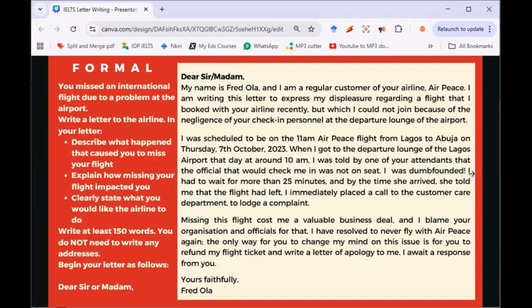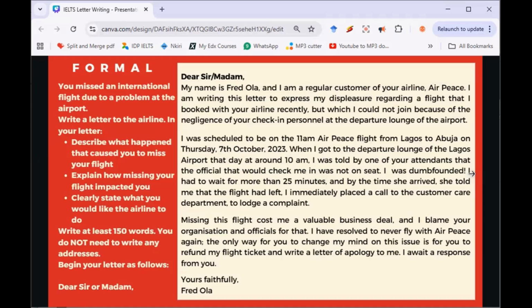All right. So now let's look at some letter examples. I'm going to take you through about 3 or 4 examples. All right. Formal, informal, and semi-formal. So look at this first example here. It says that what? You missed an international flight due to a problem at the airport. So that is the question prompt. That is the story that serves as a background for the task that they will give us. You missed an international flight due to a problem at the airport.